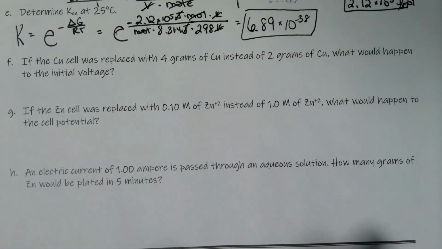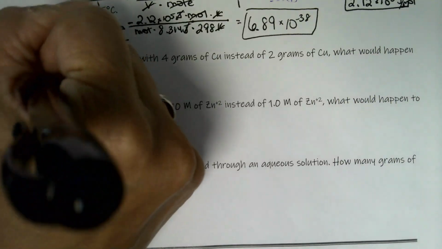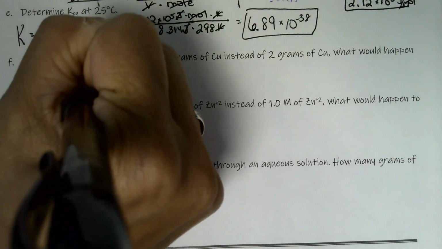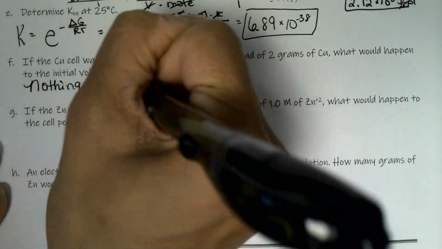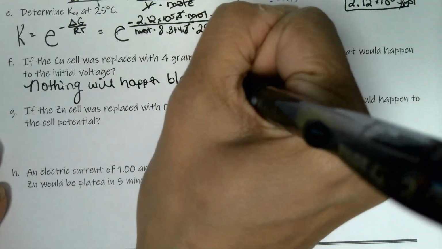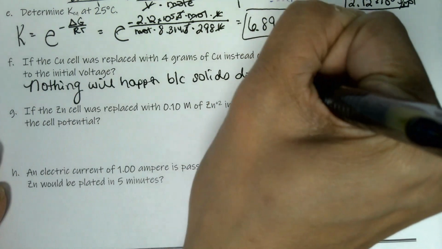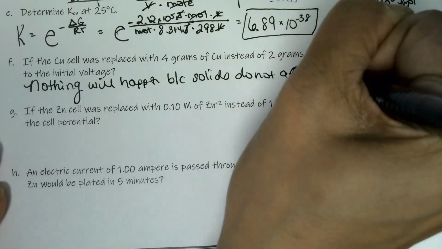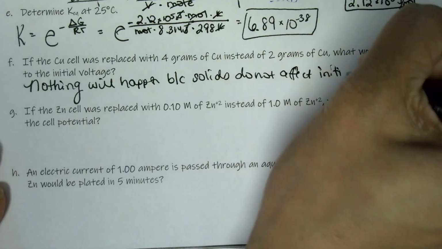Cool. For F, if the Cu cell was replaced with 4 grams of Cu instead of 2 grams of Cu, what would happen? We could say that nothing will happen. And that's because solids do not affect initial voltage.